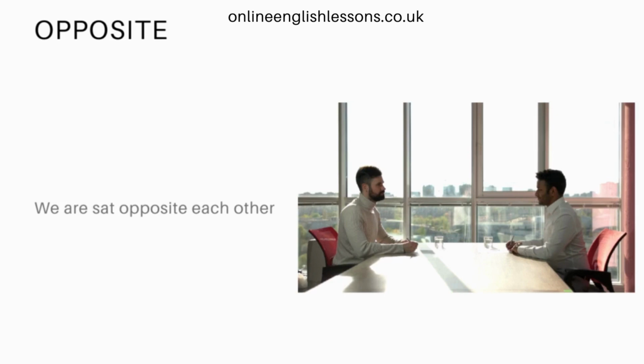Opposite. We are sat opposite each other. In the picture, you can see two men sat directly opposite each other and looking at each other. When sat at a table, you're often sat opposite someone. And if you're watching this video on your computer, you are likely sat opposite your computer.